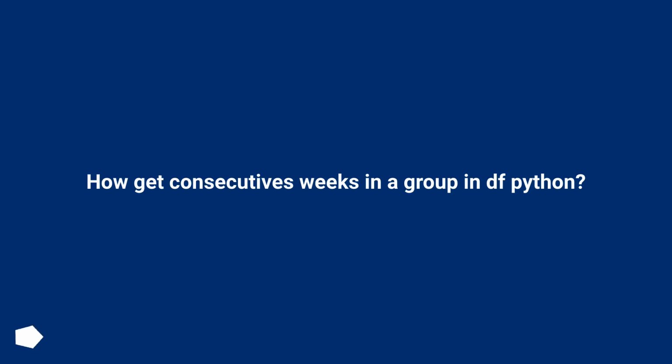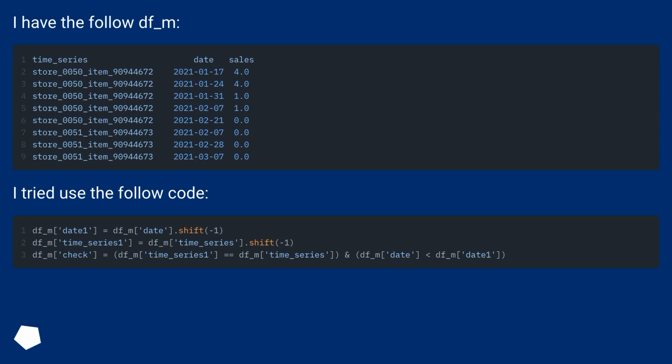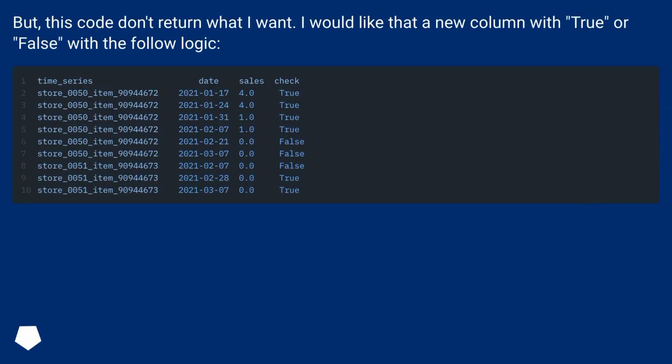How to get consecutive weeks in a group in a df in Python? I have the following df_n. I tried to use the following code, but this code doesn't return what I want.